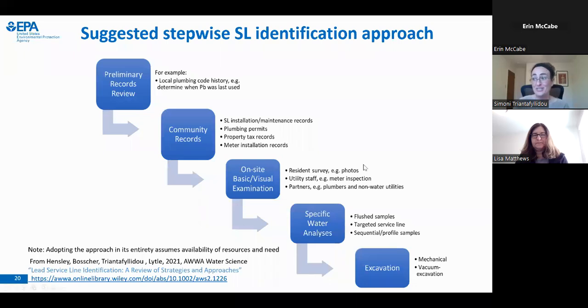Now, there are some disclaimers on this: adopting the approach in its entirety really assumes availability of resources and need, because it might be possible that not all these steps are needed or useful for a specific community. But generally, the approach is to start with records review. That's the first step: the more historical, higher level records for a preliminary review, and then the more local community records, such as tap cards. Moving on to the on-site basic visual examination, to then the specific tap water sampling approaches that I mentioned previously, all the way to excavation.